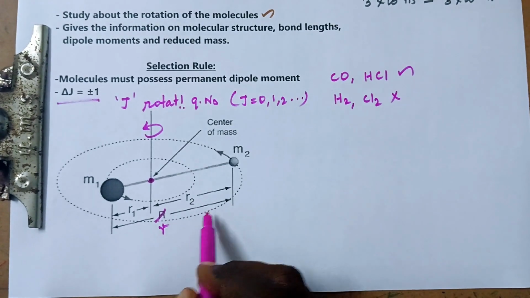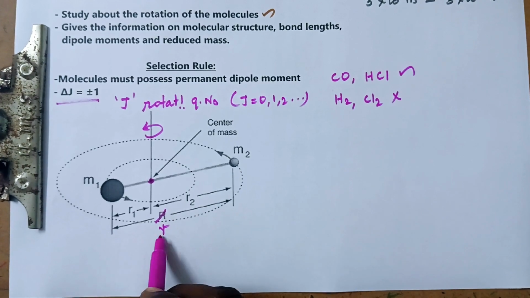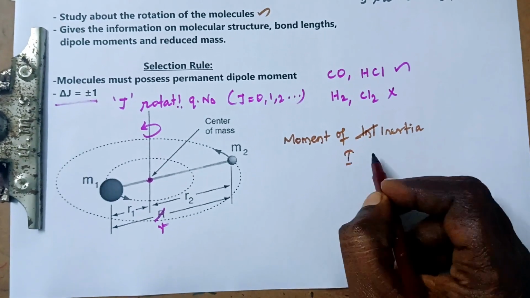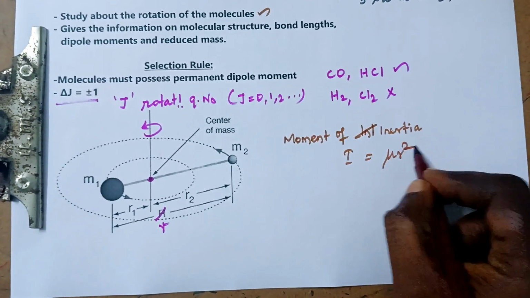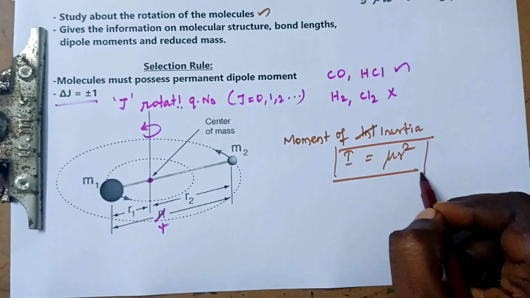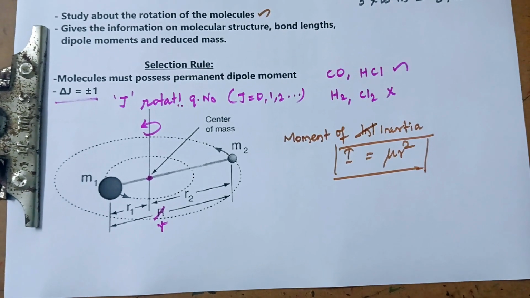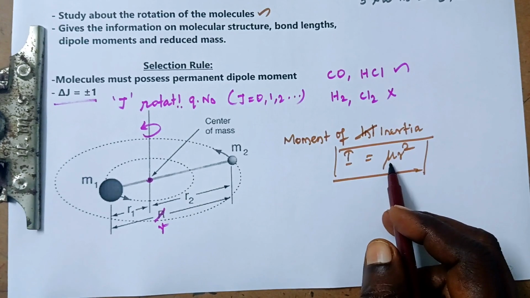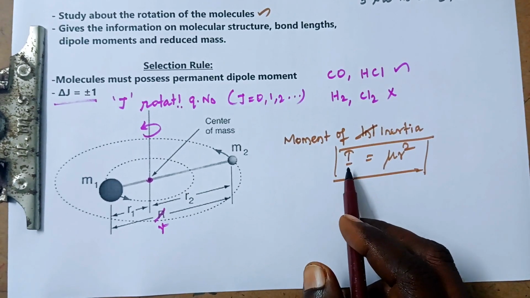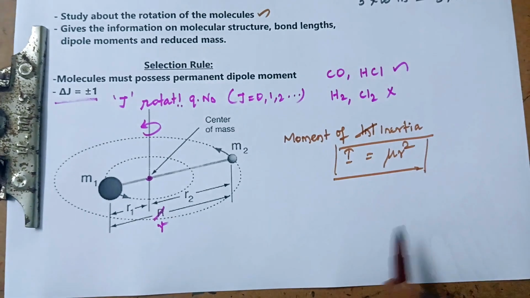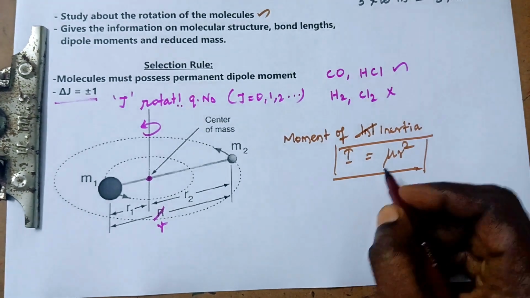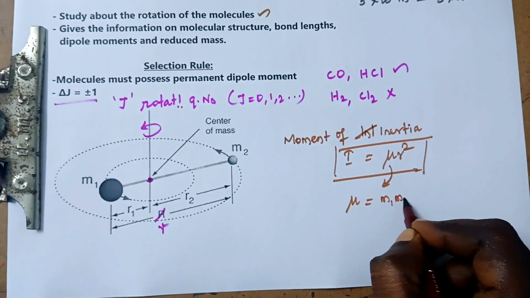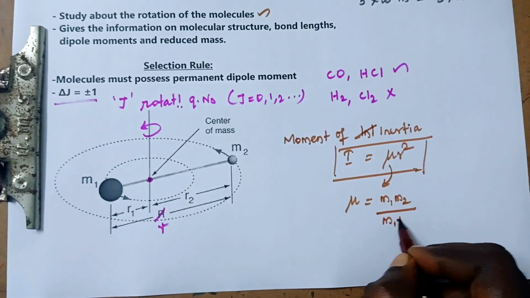The total internuclear distance is r. So the moment of inertia I is equal to mu r squared. Moment of inertia denotes the resistance to rotational velocity. If the mass is more, the resistance will be more. If the internuclear distance is more, the resistance will also be more. The reduced mass mu is equal to m1 m2 divided by m1 plus m2.